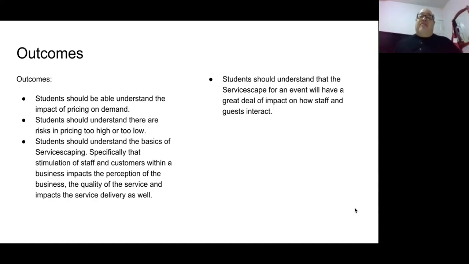Finally, you should understand that the Servicescape for an event will have a great deal of impact on how the staff and guests interact, just as I was explaining how you set it up. If you have a closed check, such as a jacket check or coat check, umbrella check, you may be having an event in the rainy season, and so all of a sudden there's a long line of people trying to check their umbrella or their jacket, and if you didn't staff that well, everything's getting off to a bad start. Or people waiting in line to get badges or credentials, speakers who can't find the speaker waiting room, and so forth.